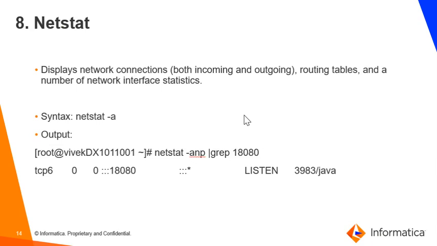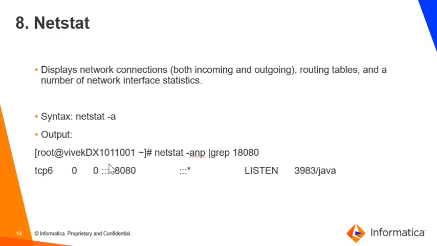The eighth command is netstat. It displays network connections, both incoming and outgoing, routing tables, and a number of network interface statistics. The syntax of the command is netstat. We can use multiple options with it, like netstat -a. In the output you can see that I have used multiple options. The command is netstat -anp, and I grep on port number 18080. You can see the output.